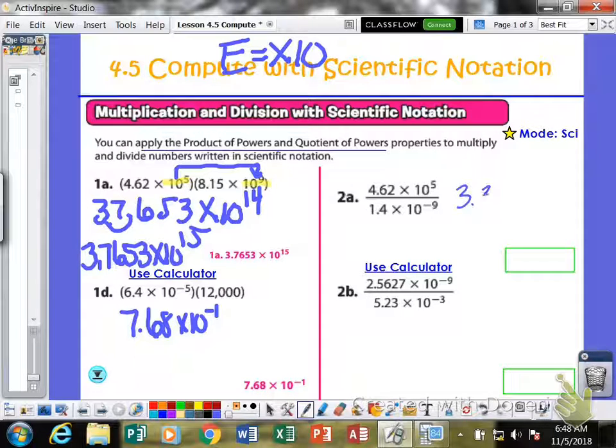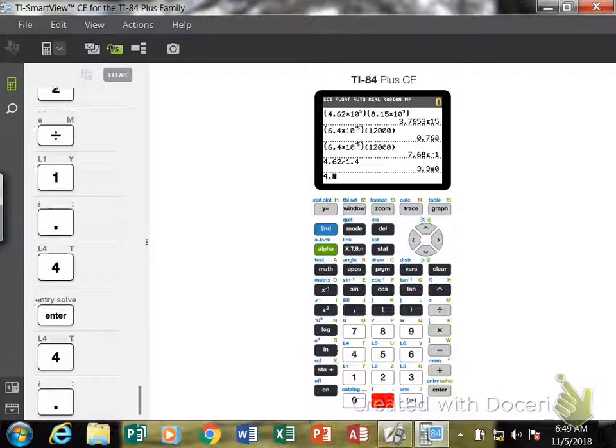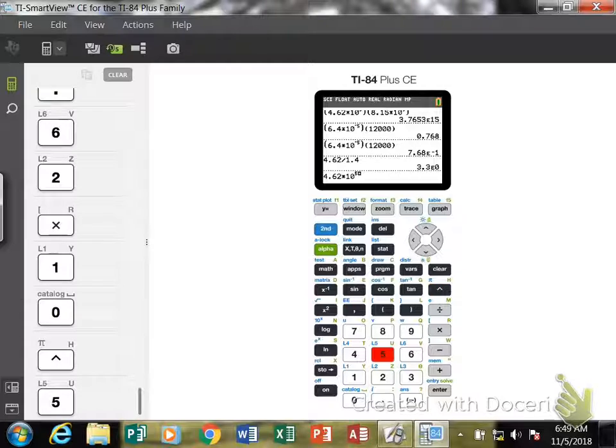So 3.3 times 10 to the, and we look at the exponents and we subtract them. So we're going to take 5 minus a negative 9, which happens to be 14. So let's check it on our calculator. So it's 4.62 times 10 to the 5th.